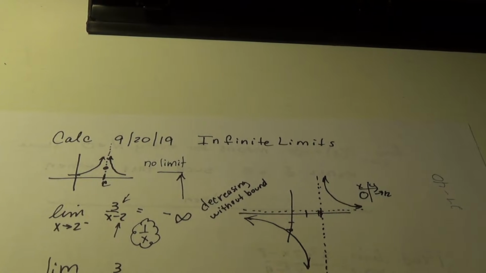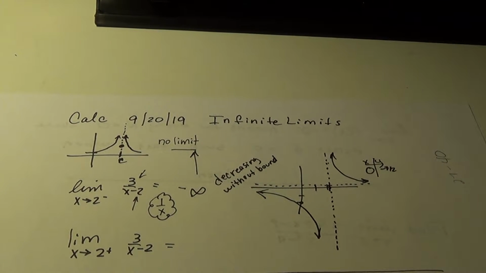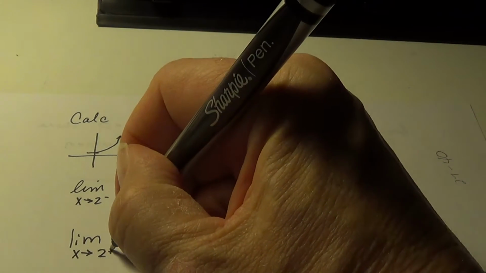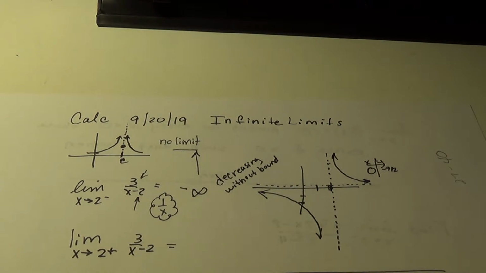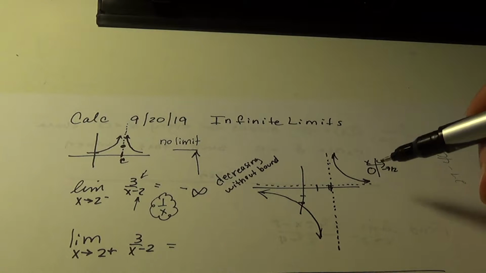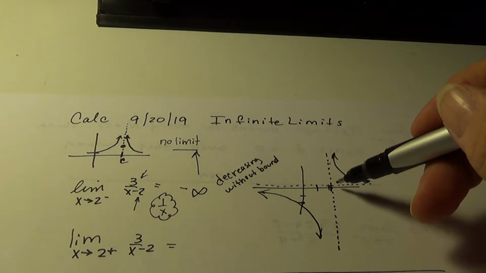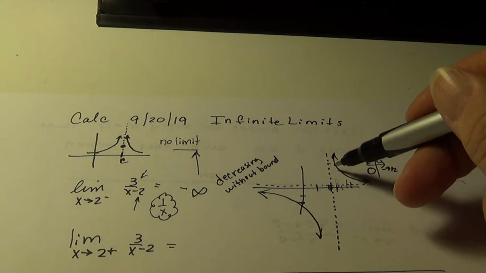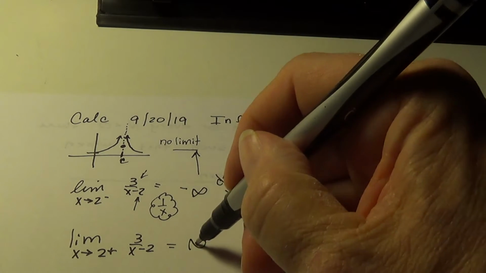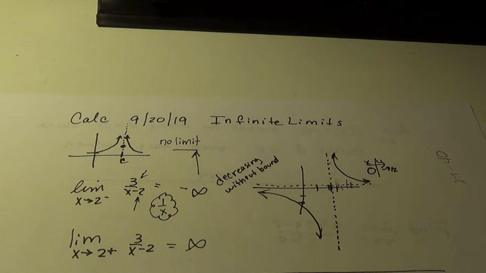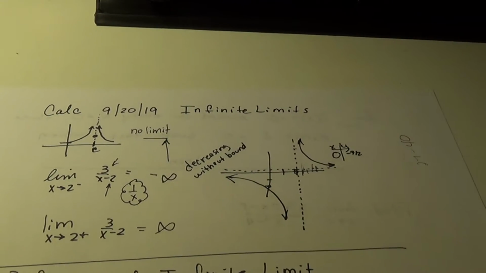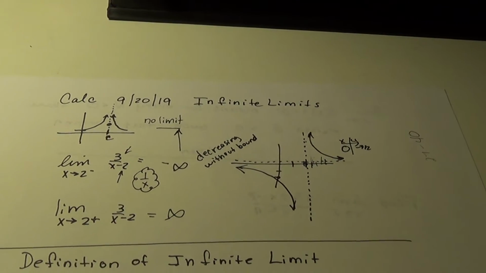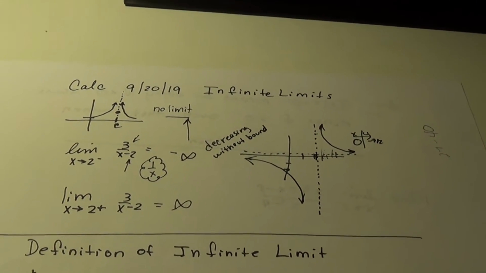Let's look at the same problem coming in from the other direction. So this is a plus sign there. The limit as x approaches 2 from the right is going to be, as we get closer and closer to 2, we see this function going up. So we can say in like manner it's positive infinity, and again that means increasing without bound. So when we say that, we're not talking about a number, we're talking about a concept.